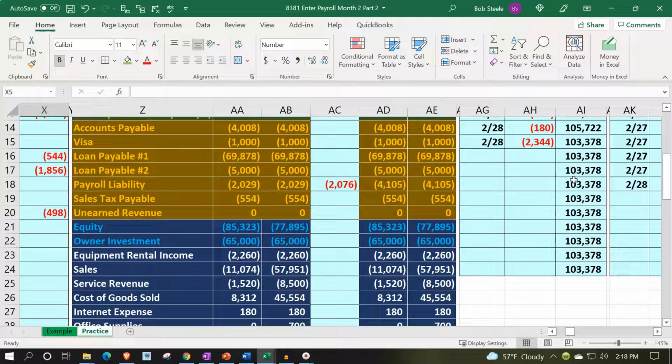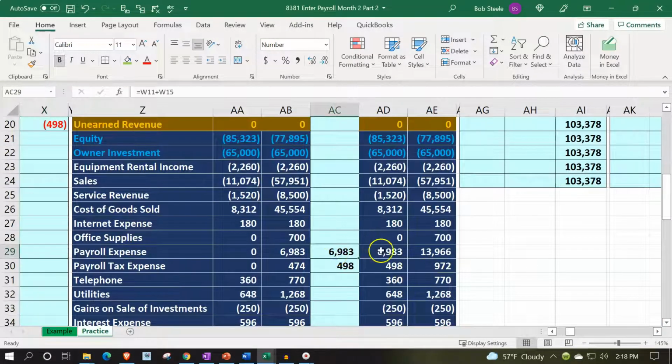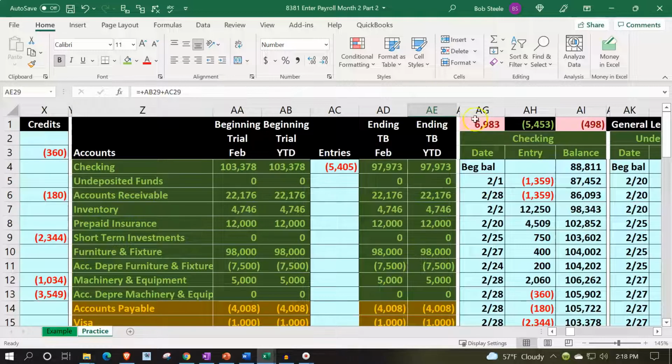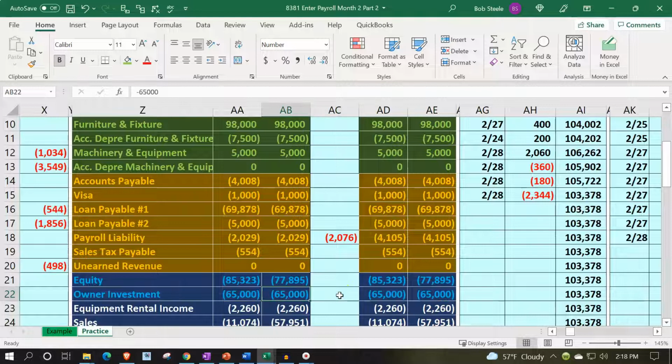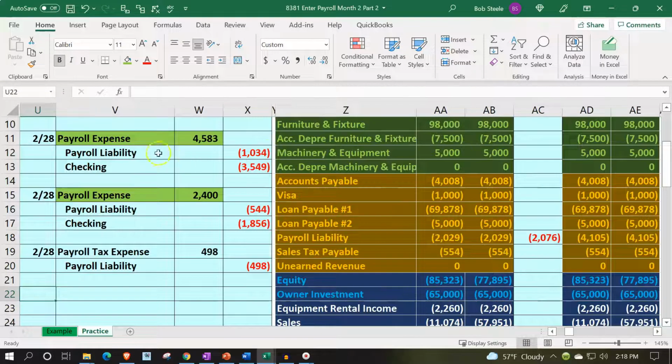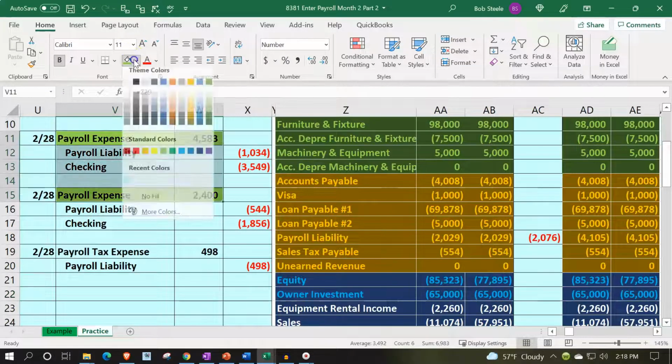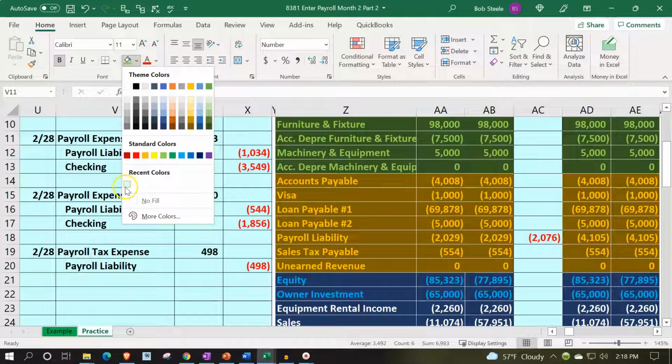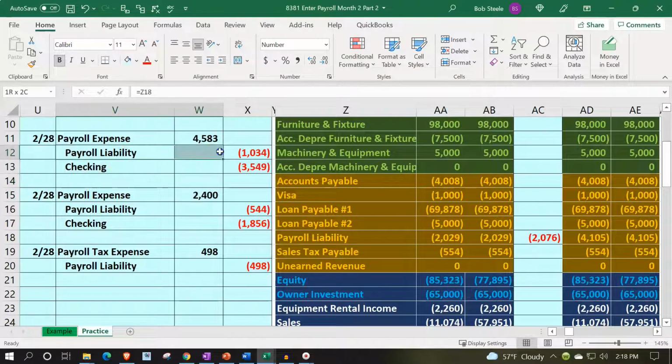Checking it out. So we've got then the 6983 on February, 13,966 on the year to date. We're out of balance up top on the GL. Let's then ungreenify that. Going to bring that back to blue. And then we've got the liability, which will be here.